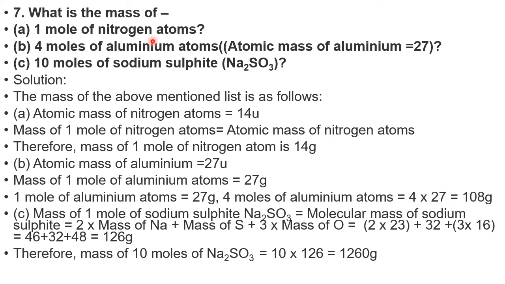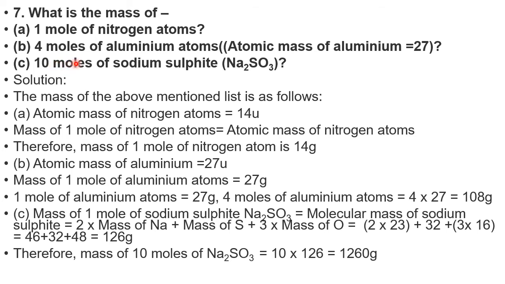So if you know the molar mass of the N atom, that is the 1 mole. From the table, N equals 14. So 14 gram means 1 mole of nitrogen atoms. So the mass of 1 mole of nitrogen atoms is 14 gram.